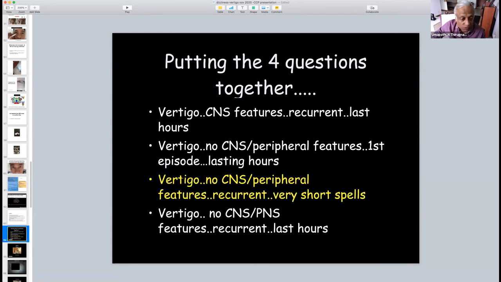A person who comes to you with vertigo, he's got no central or peripheral nervous system features, absolutely none, but it's very recurrent, many, many times over the last 10 years. Each time is a very short spell, and it's been going on for the last 10 years. We know that TIAs don't last for 10 years, right? So this must be BPPV, okay?